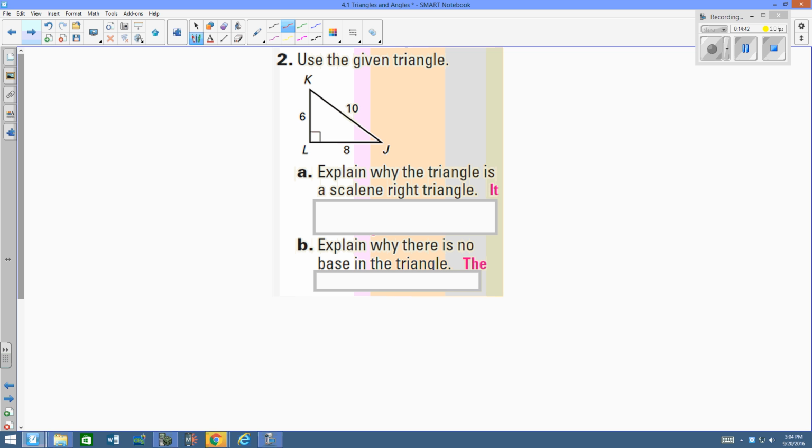All right, take a second and do this example with A and B. Pause the video and we'll check our answers in a second.